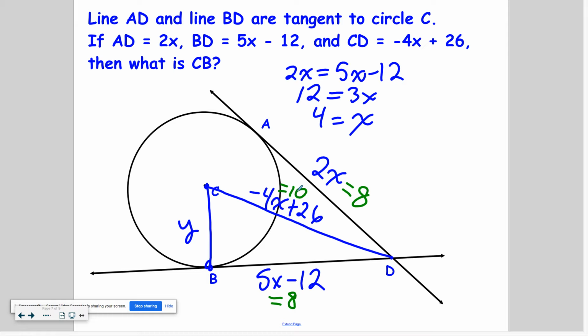And so I got 8, I got 10. Oh, this actually makes it nice and easy. Yes, you can do Pythagorean theorem. This is tangent, so you have a perpendicular 90-degree angle. But I recognize this as a Pythagorean triple. This should be 6. 6, 8, 10 is a Pythagorean triple. So that gives me my solution. So maybe I'll just write that somewhere nice. CB equals 6.